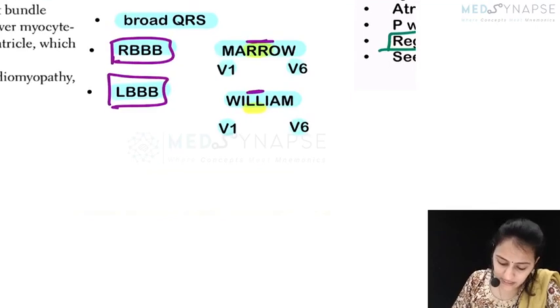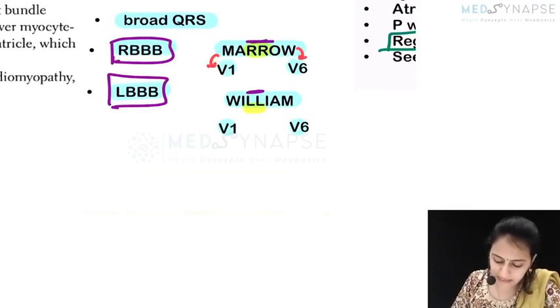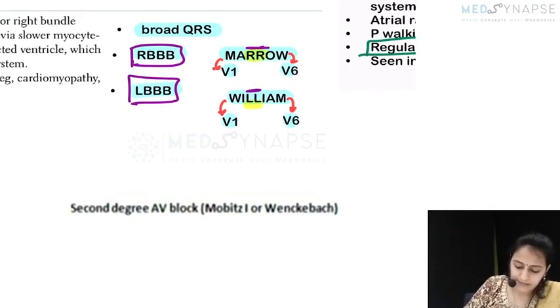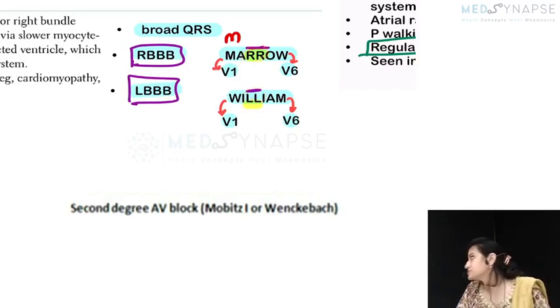So what do you see is, this is M pattern in V1, W pattern in V6, W pattern in V1, M pattern in V6. So in right bundle branch block, if you see the V1 lead, you are going to see this M pattern. Okay, the M pattern of the R wave. So remember, MaRRoW helps you to remember it is right bundle branch, WiLLiaM is left bundle branch.